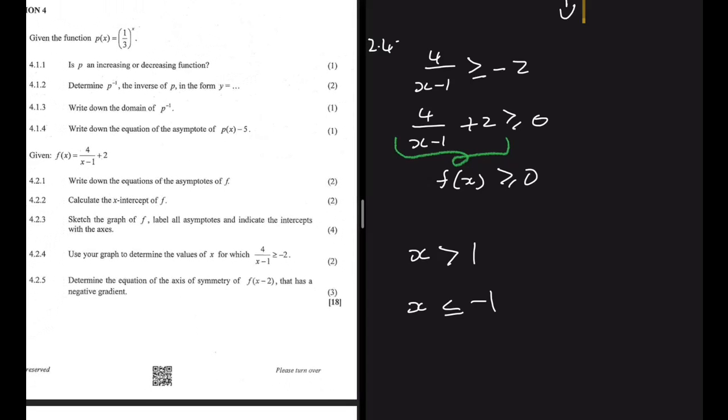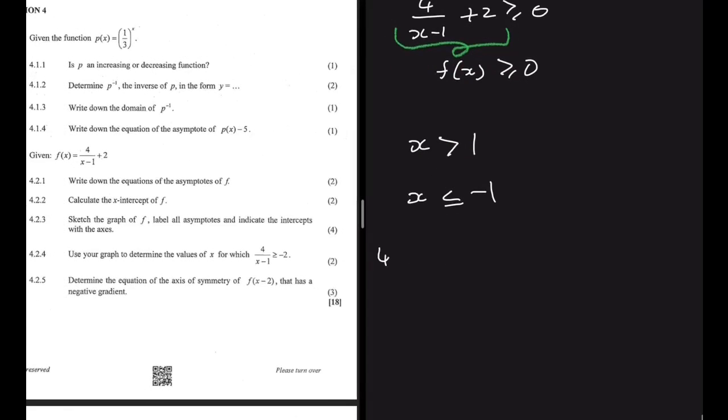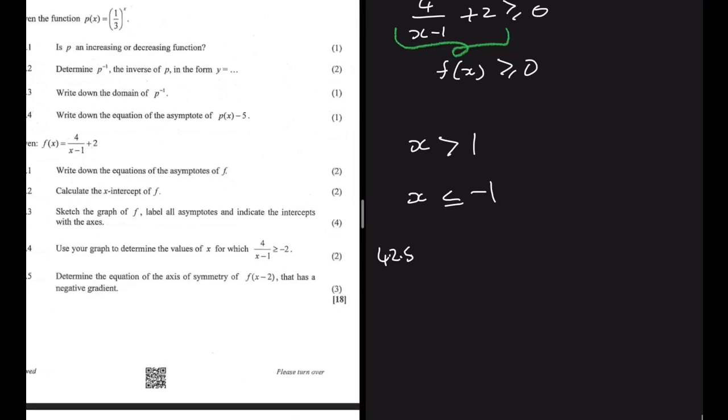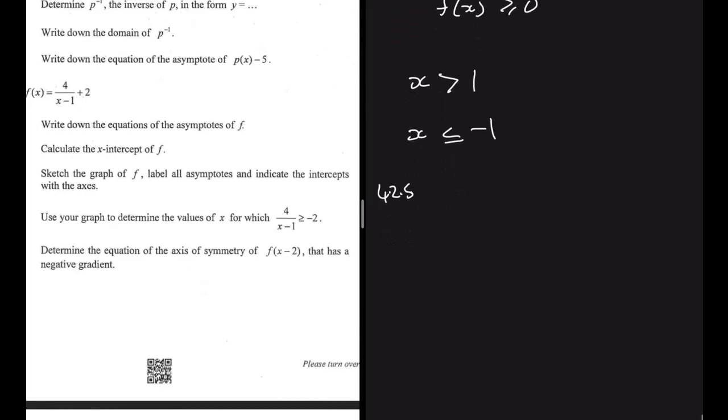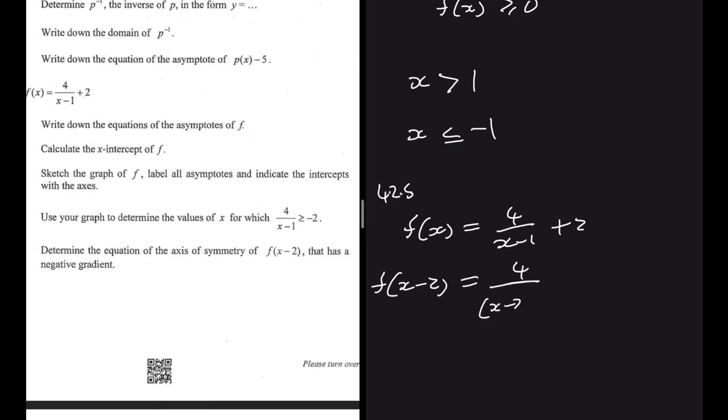And then the last question, 4.2.5. Let's determine the equation of the axis of symmetry of f of x minus 2 that has a negative gradient. So what is this f of x minus 2? Let's figure it out. So we know that f of x is equal to 4 divided by x minus 1 plus 2. So f of x minus 2. In place of x, we're now going to have x minus 2 and then minus 1 plus 2.